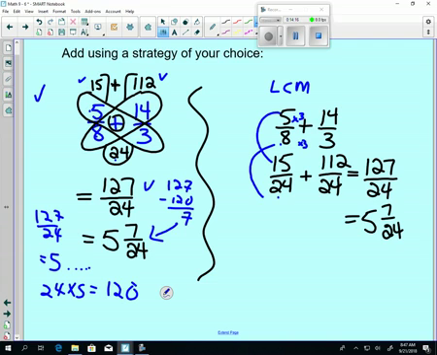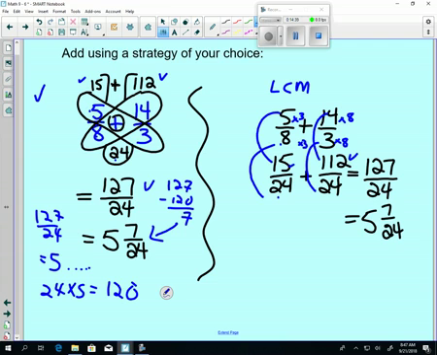And here, to get to 24, we have to multiply by 8, which means we have to multiply this by 8. So 3 times 8 is 24, and 14 times 8 is 112. We add the 15 to the 112, and we get 127 over 24.